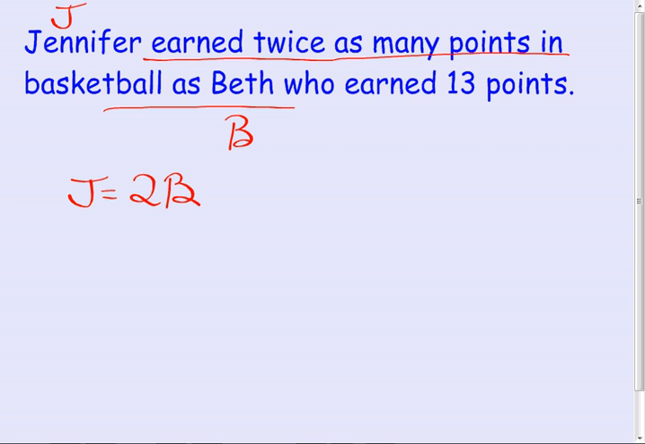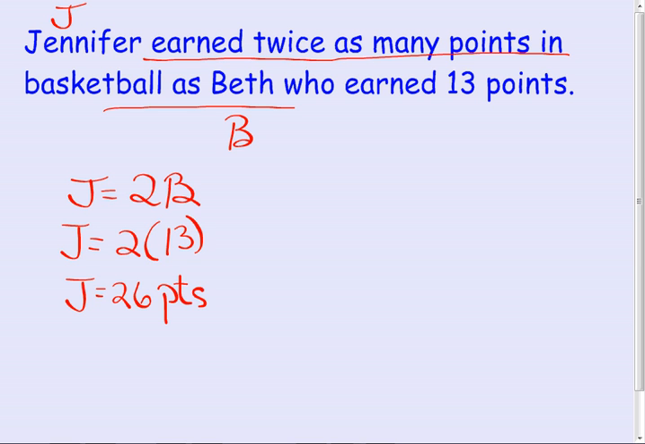Beth earned 13 points, so I'm going to put 2 times 13 in there. How many points did Jen get? 26. Is that good in basketball? That's pretty good in basketball. I watch the Gophers all the time.